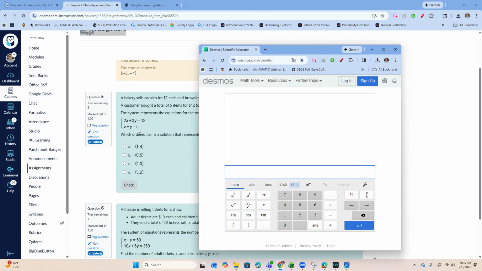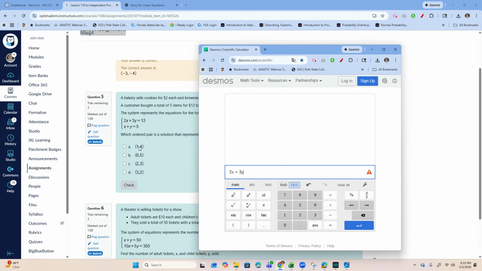Now here, when you have all the letters on the same side, you're going to write the side that has the letters. So in the calculator, I'm going to write 2x plus 3y. I'm not going to put equal. I'm only writing the left side of the equal. And what I'm going to do is I'm going to replace x and y with one of these pairs. And I want to check if I get 12.